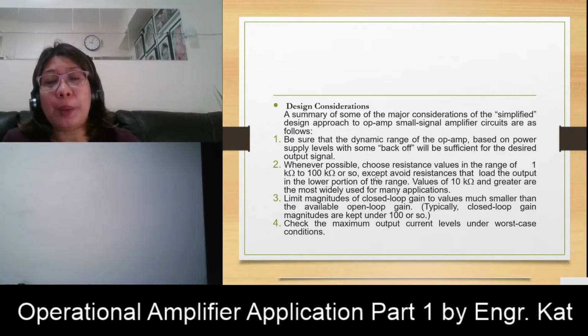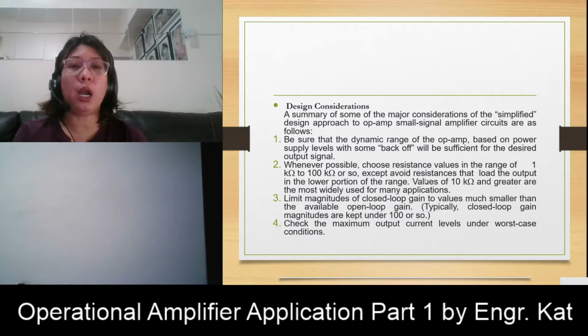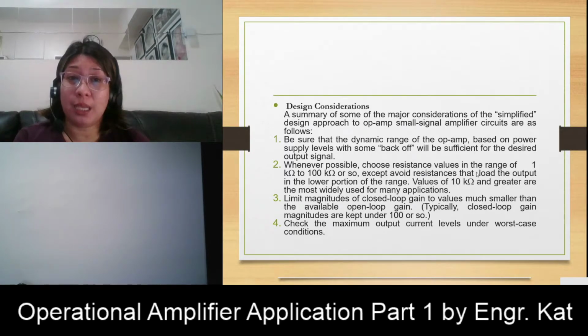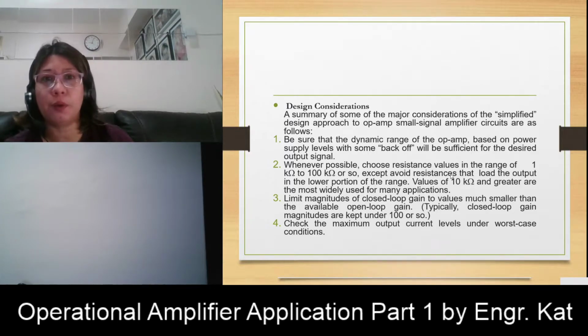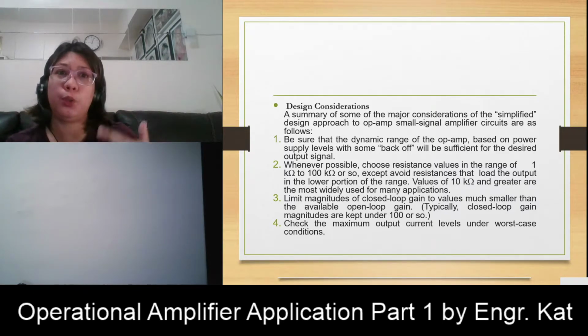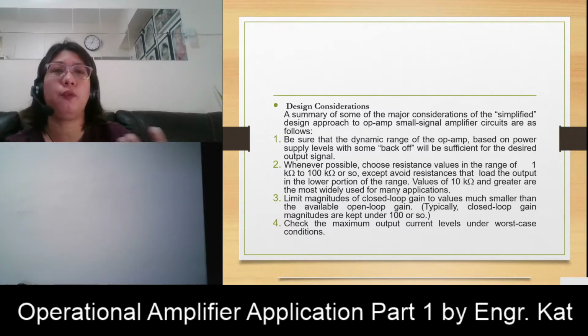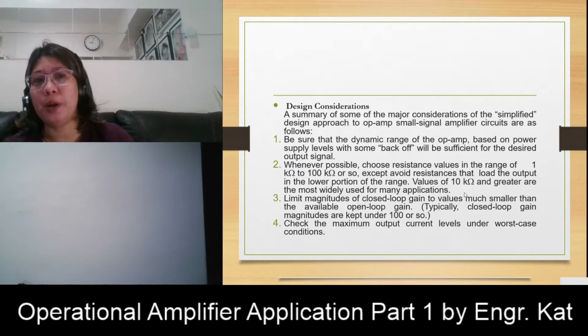Number two, whenever possible, choose resistance values in the range of 1 kilo ohm to 100 kilo ohms. Our ideal value from our previous video was 10 kilo ohms. Avoid resistances that load the output in the lower portion of the range. That means values of 10 kilo ohm and greater are most widely used for many applications, because if we make use of a lower value, our back off in our power supply will also become lower. If our 15 volts, for example, will give us an output of plus or minus 13 volts, then with a resistance lower than that range, we might get a lower supply voltage.